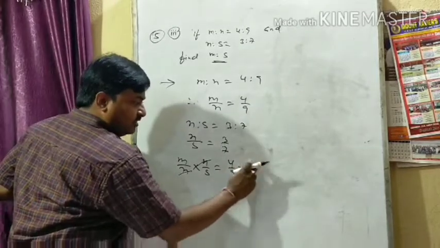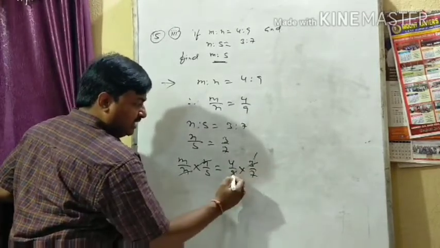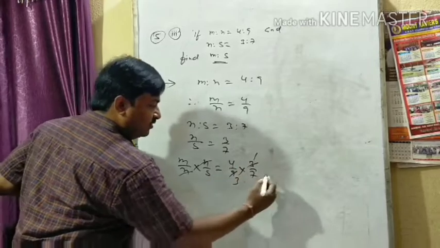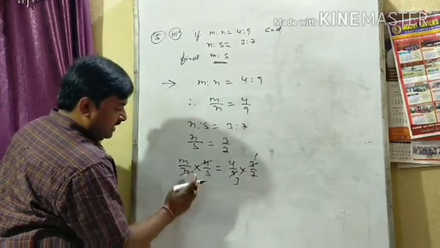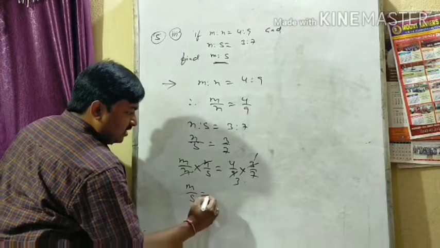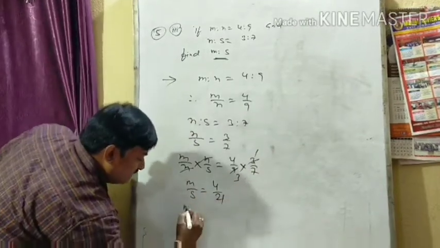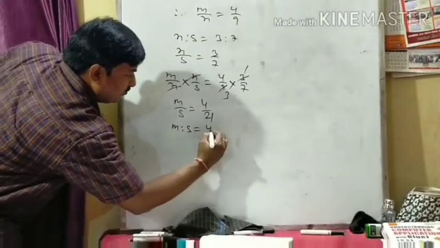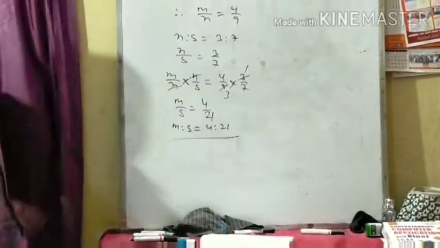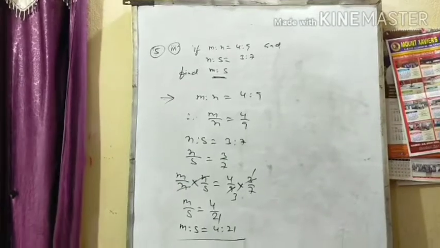Okay, and this side, 3 1s are 3, 3 3s are 9, 4 1s are 4. So this side m by s equals 4 1s are 4 by 7 3s are 21. So we can write m is to s equals 4 is to 21. This way you will find the answer.